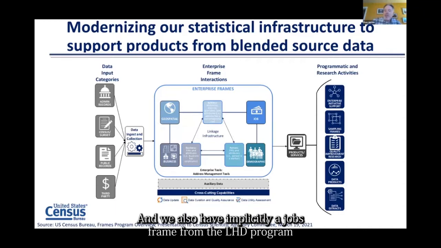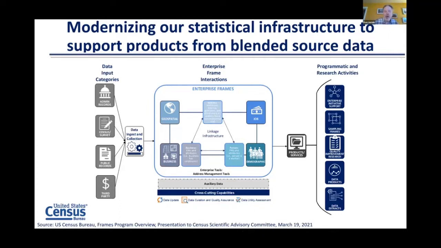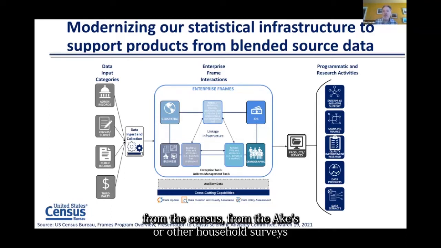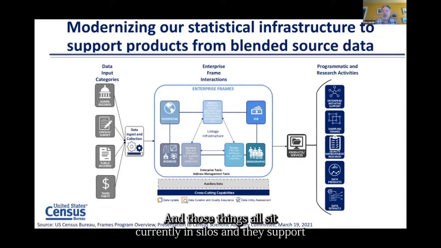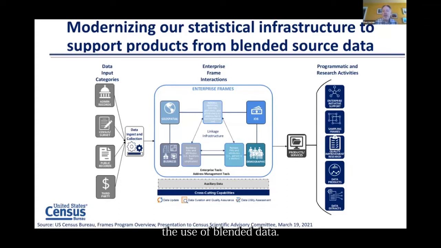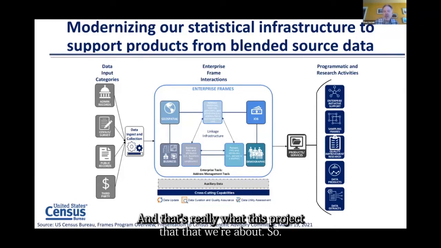We also have implicitly a jobs frame from the LEHD program that connects businesses to households via workers, via jobs. And we also have an implicit demographic frame that we get from the census, from the ACS, or other household surveys, and from some administrative records as well. And those things all sit currently in silos, and they support survey operations, but they don't really support the use of blended data, bringing new data in and assessing that, and then creating statistics from it. And that's really what this project is about.